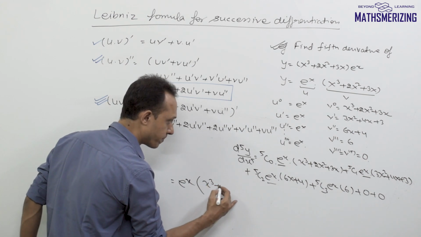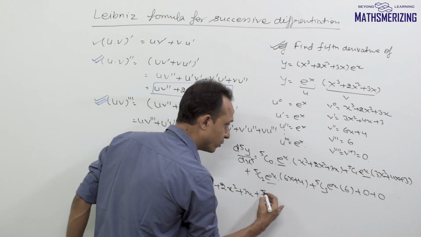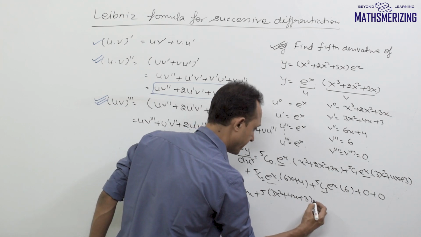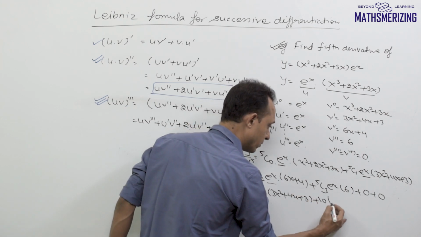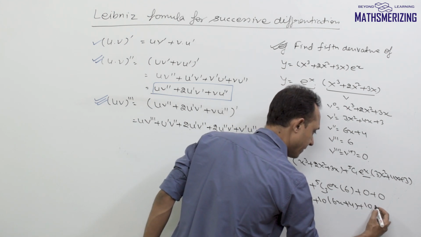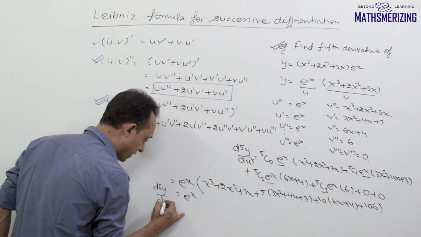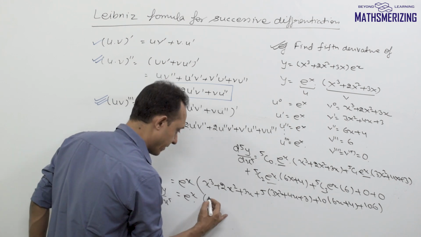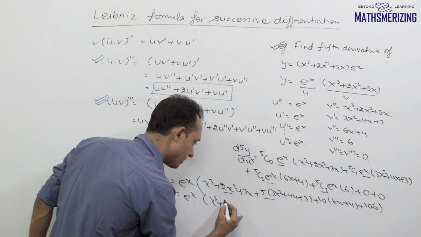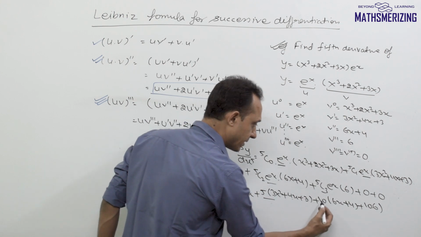So it will be x cubed plus 2x square plus 3x, and then plus 5 into, now 5c1 is 5, and there will be 3x square plus 4x plus 3. 5c2 is 10, so 10 into 6x plus 4. 5c3 is again 10, which is 10 into 6. So if I simplify, the fifth derivative of this function will be e to the power x, and then it will be x cubed plus, so it will be 2 and then 15. So that should be 17x square, then 23 and 16.